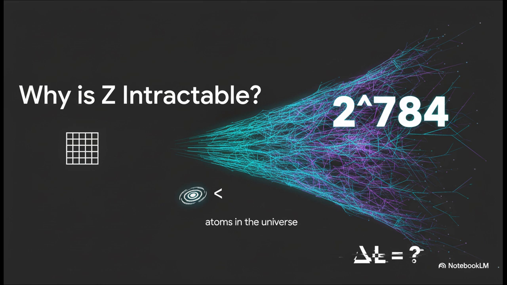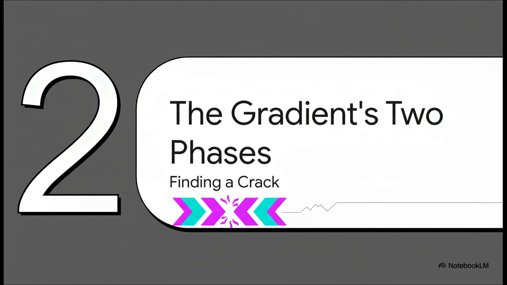And here's the real problem. If you don't have Z, you can't get the true probability of your data. And if you can't do that, you can't calculate the gradient you need to train your model. We're completely stuck. Or are we?